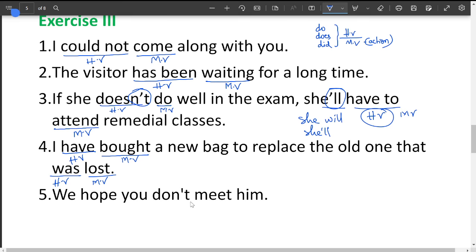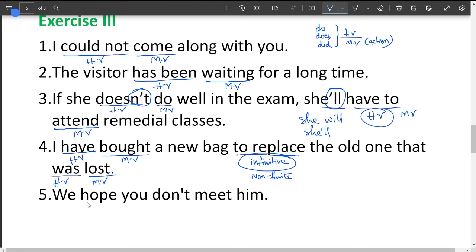To replace is not a main verb here. To replace is an infinitive. Okay, this is a non-finite verb. To understand what a non-finite verb is, go back to the playlist. There I have already placed a non-finite verb video, so you can also click on the top i button, then you can watch this non-finite verb.